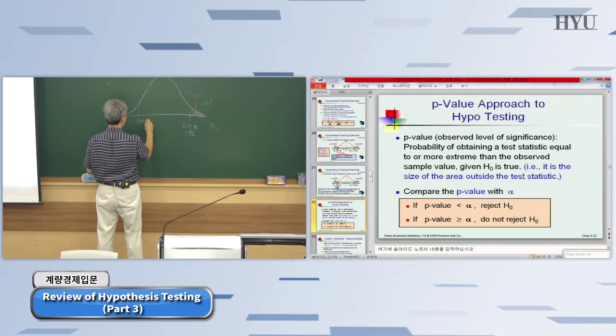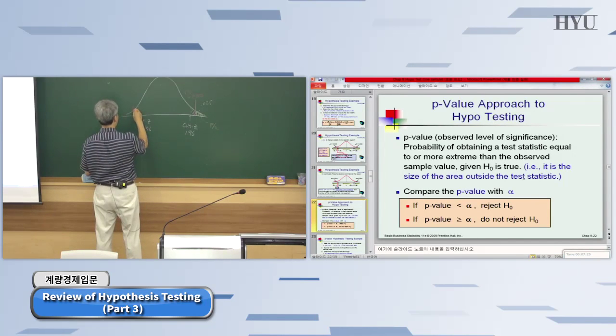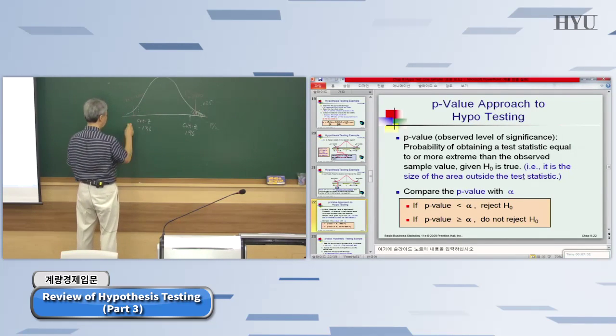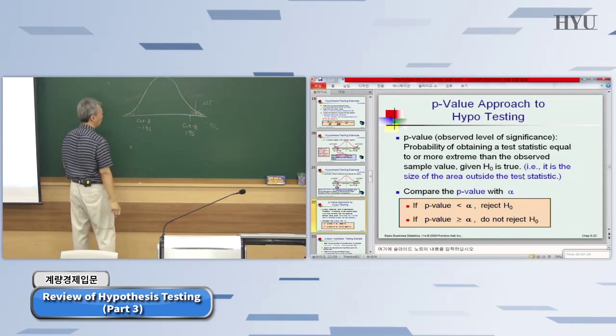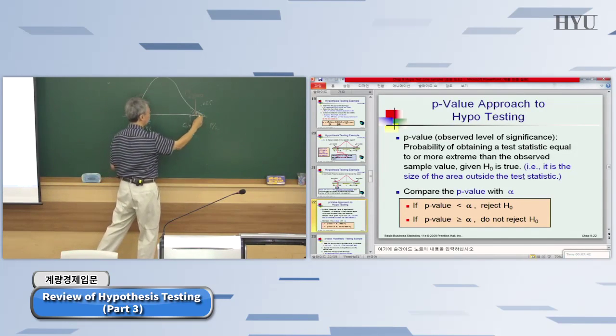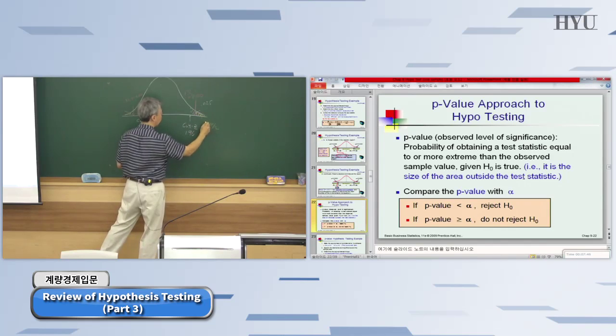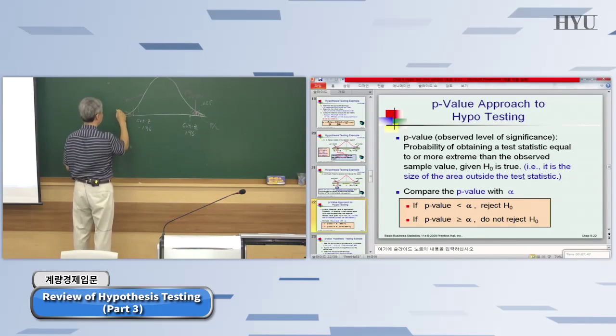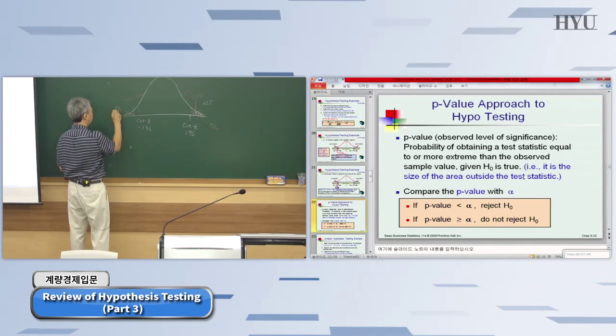Critical z of negative 1.96, and here's a test statistic of negative 2.0. And so here, the p-value is the total area outside the test statistic. So this area plus this area. So you can say this is half of p, and here's another half of p.